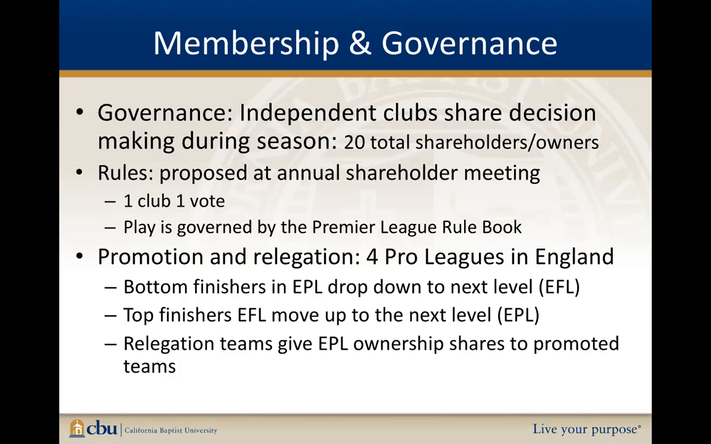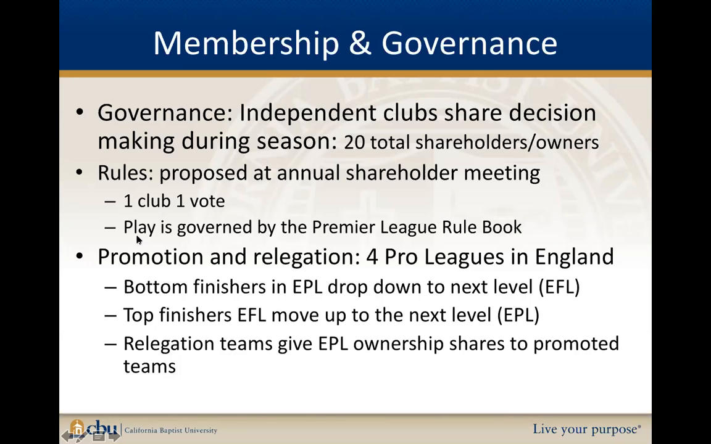So teams within the English Premier League operate independently, like we said a few slides ago. There are 20 shareholders or owners in the English Premier League, and each owner is a part of a club and they get a vote. So basically, remember like the NCAA from a couple decades ago, where each member institution got one vote in the decision-making of the NCAA. It's very similar here in the English Premier League. One club, one vote. And so owners get together yearly. They propose rules and they vote on rules at the annual shareholder meeting.